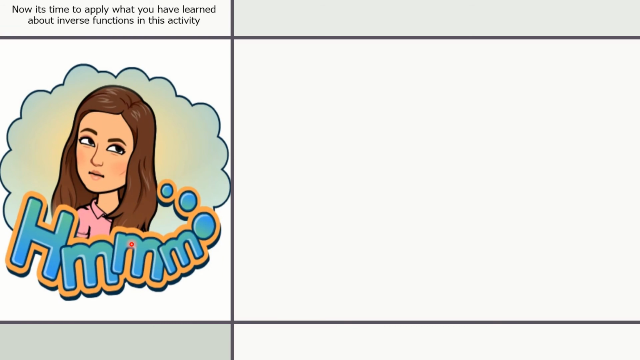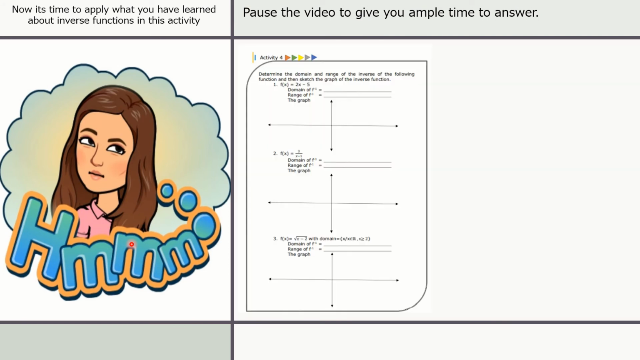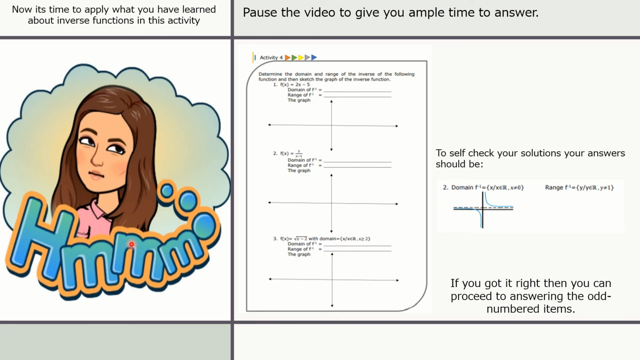Now it's time to apply what you have learned about inverse functions in this activity. Pause the video to give you ample time to answer. Activity 4: determine the domain and the range of the inverse of the following function and then sketch the graph of the inverse function. To self-check your solutions, your answer should be this for number 2. You have to get the solution first, try to understand it before you answer number 1 and number 3. If you got that right, you can now proceed to answering the odd number items.